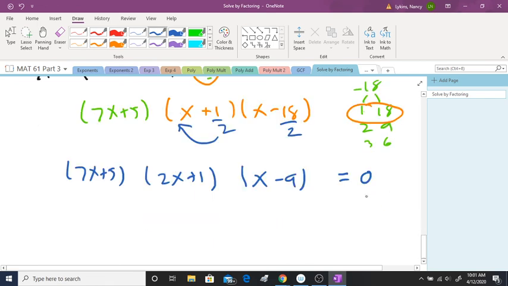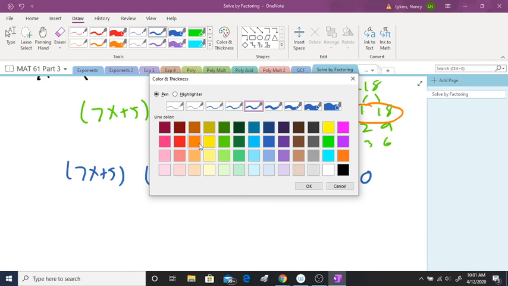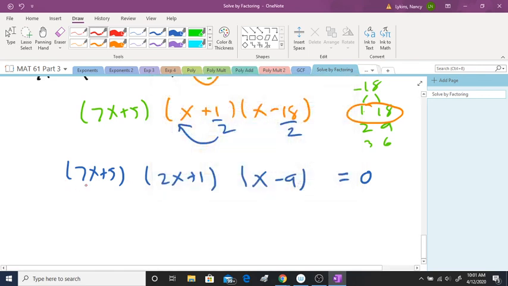Now, here's what I'm going to show us when you have this completely factored. I want to show us a different type of way. Instead of setting everyone equal to 0 and solve, watch this. Okay, the 7 can go right down below the 5, and we take the opposite sign. So my answer is going to be negative 5/7.